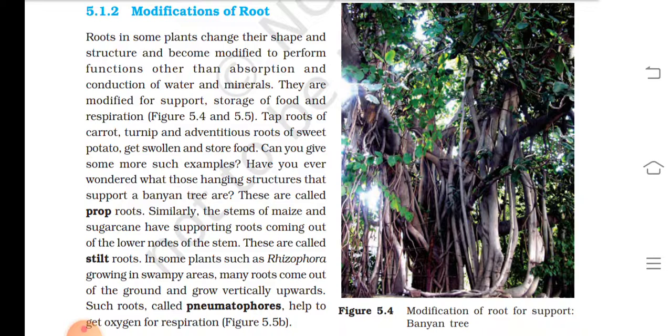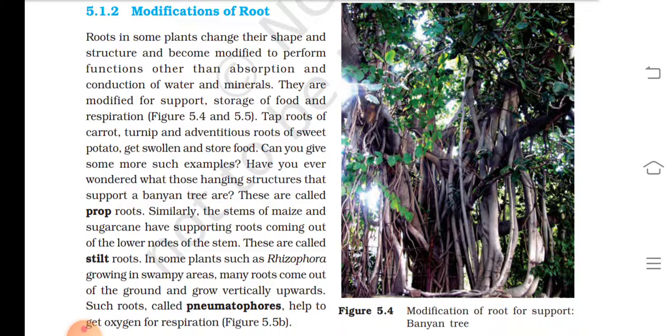The taproot of carrot and turnip, and the adventitious root of sweet potato, get swollen and store food. Can you give some more examples? Have you ever wondered what those hanging structures that support a banyan tree are? These are called prop roots.